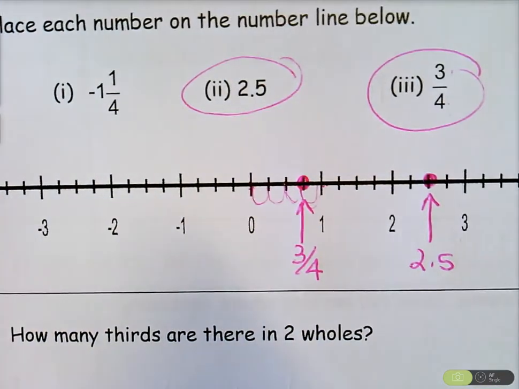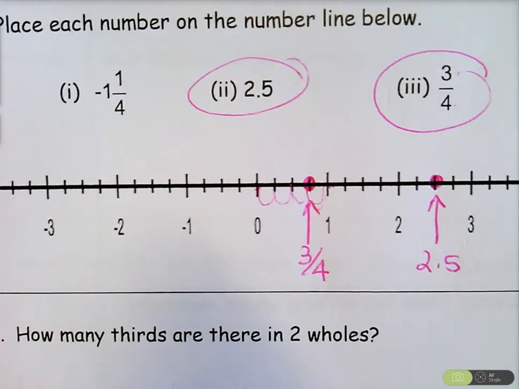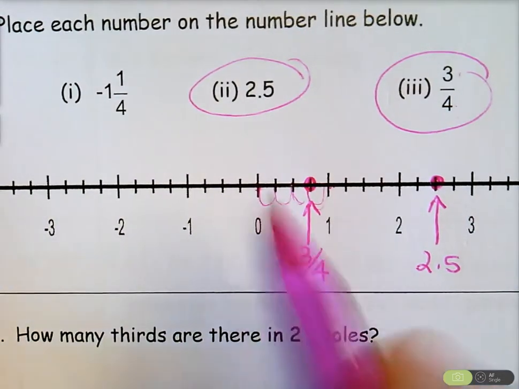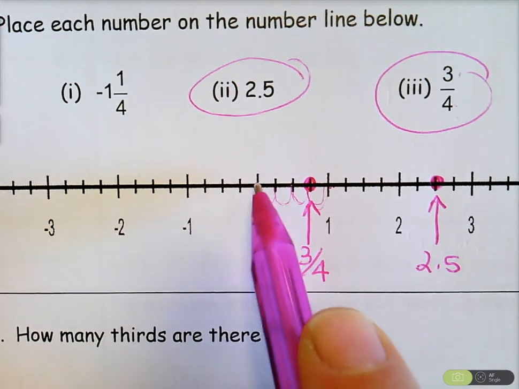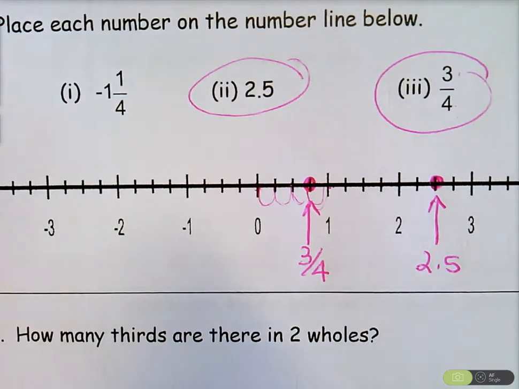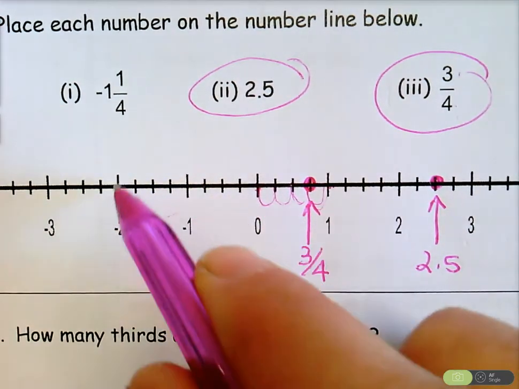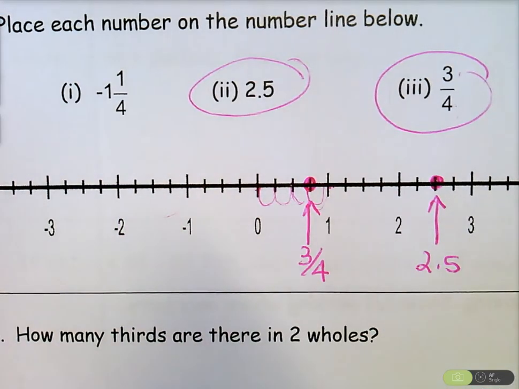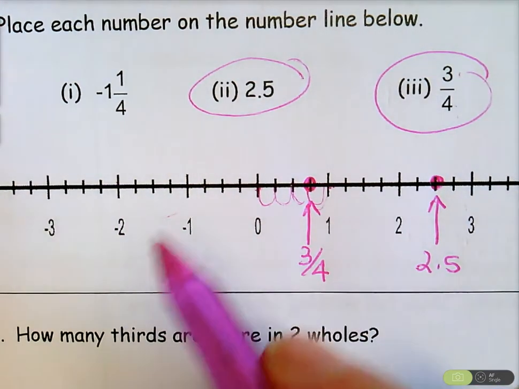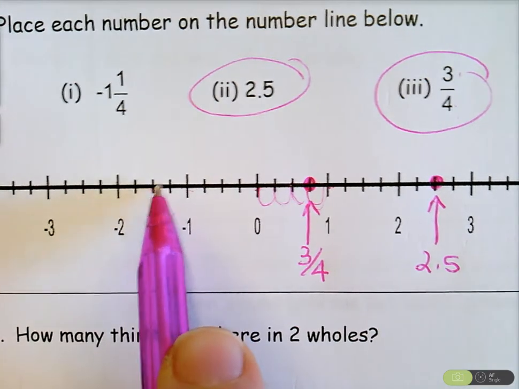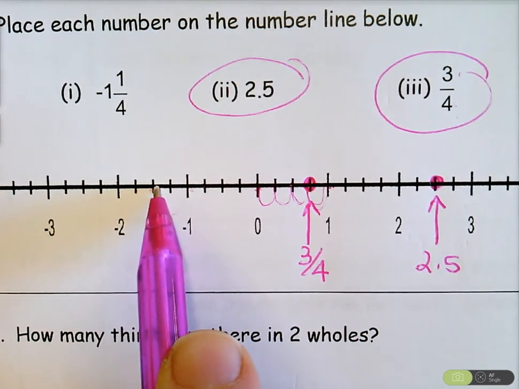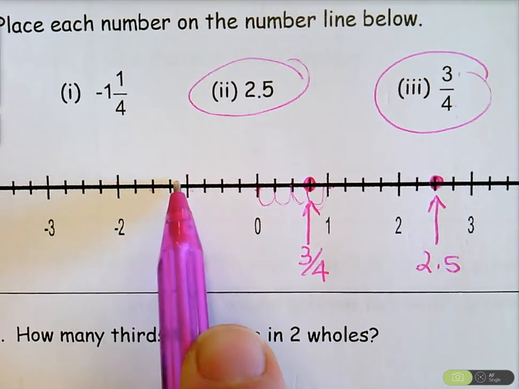What about -1 and a quarter? Who thinks it goes here? Girls, is it more than -1? Look, -1, -2. Where do you think -1.5 is? Between -1 and -2, that's -1.5, where my pen is. Where's -1 1/4? Do I jump this way or that way?